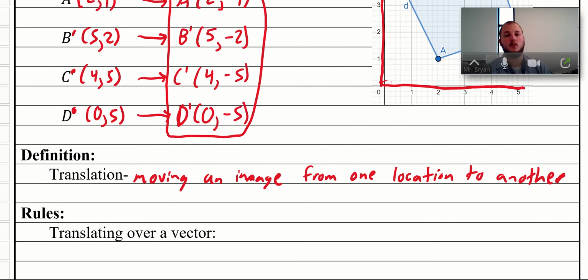Okay, if I want to think of a word when I think of translation, all I think is moving. I'm not turning it at all. I'm not flipping it at all. I'm just moving it. Does it go up? Does it go down? Does it go left? Does it go right? Okay, so on and so forth. Okay, that's the basic idea.